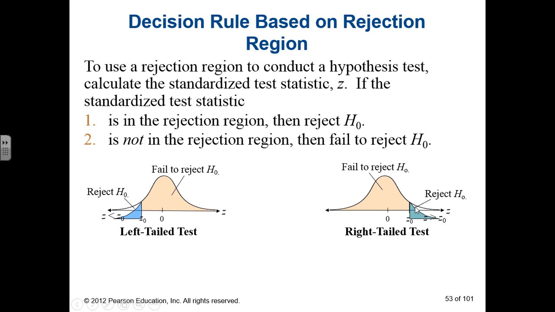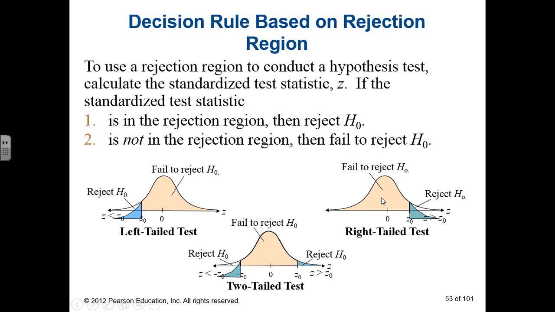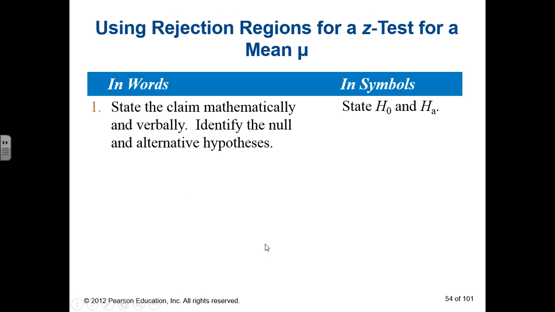In a right-tailed test, the rejection region is in the right tail. If the test statistic falls in the right tail, or in the rejection region, we reject the null hypothesis. If it does not, we fail to reject. And again, here our rejection regions are split between the two tails. If it falls in either rejection region, we reject the null hypothesis, but if it falls here in the middle, we fail to reject the null hypothesis.